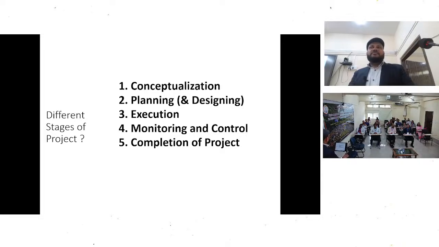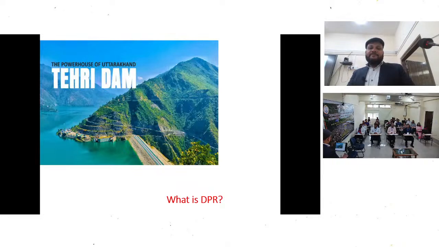Different stages of projects: at first, we have to conceptualize, then we plan and design, then after the execution, we do monitoring and control the quality and other things. After that, the project is complete. This is the picture of Tehri Dam, one of the most successful projects in India in the water resource sector.